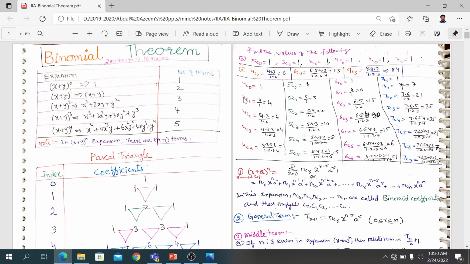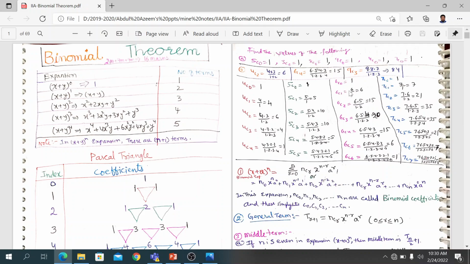4C0 is 1. 4C1 means 4 by 1, which is 4. 4C2 is 4 multiplied by 3 by 1 multiplied by 2, 12 by 2, which is 6. 4C3: 4 multiplied by 3 into 2, 3 terms, 4 3 2 by 3 means 1 2 3. 3 2 cancel, 4 by 1 is 4. 4C4: 4 terms before 4, so 4 3 2 1 by 4 means 1 2 3 4, all are cancelled, so it is 1.